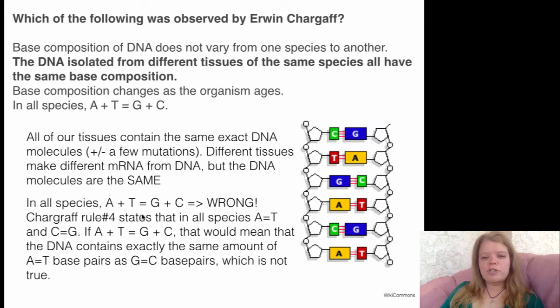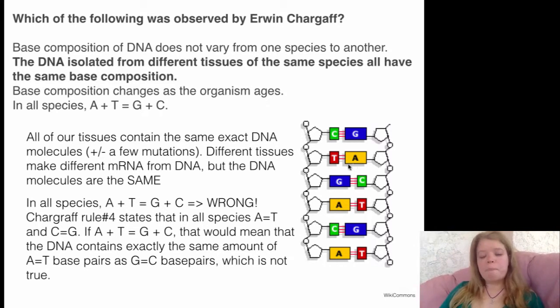Chargaff's rule number four states that in all species there's about the same amount of adenine as there's thymine, and the same amount of cytosine as there's guanine. That rule allowed Watson and Crick to conclude that the C's must be binding to G's and A must be binding to T's, and that's the reason for the equal amounts of these bases, because these bases base pair to create the DNA.